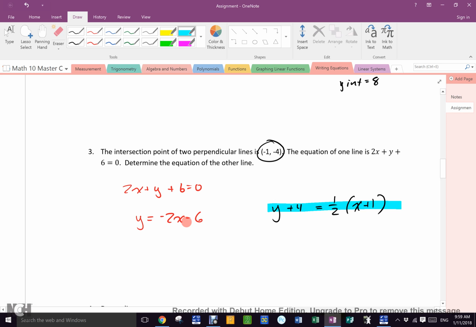Everyone's good? Now, if I wanted to keep it in slope-intercept form, then what would I do? I would still have y equals 1/2 x plus b, correct? How do I find b? There's an x and a y. What's that? X and a y. So what can I do with them? I can put the x in there and the y in there, and that will get me b. Everybody understand?